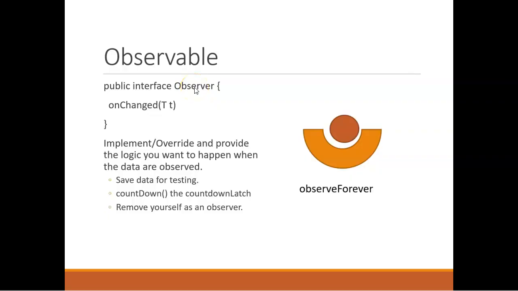We will need to create something that implements the observer interface and overrides its only method, the function onChanged. This function will be invoked when our observeForever receives some live data that it's observing on. So what are some things that we're going to want to do? Well, we've received the data, so we're likely going to want to save it for testing. We'll also need to count down on a CountdownLatch, which I'll explain in just a moment. And then we'll say, okay, we've completed the test. We can stop observing on the live data, so we can remove ourselves as an observer.